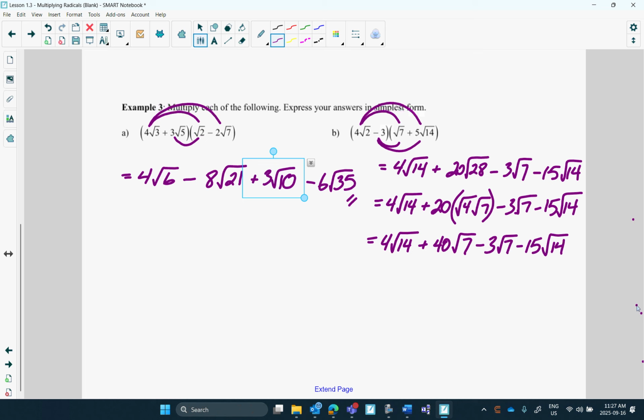That is that. And I've got some like radicals that I can combine. I've got 4 root 14s and then negative 15 root 14s. Negative 11 root 14 and 37 root 7. That's 37 root 7. Try the next one on your own.